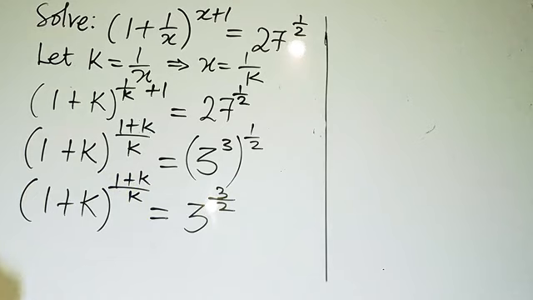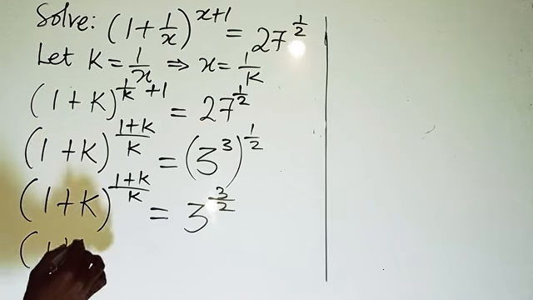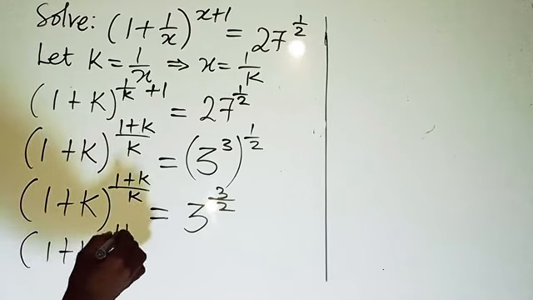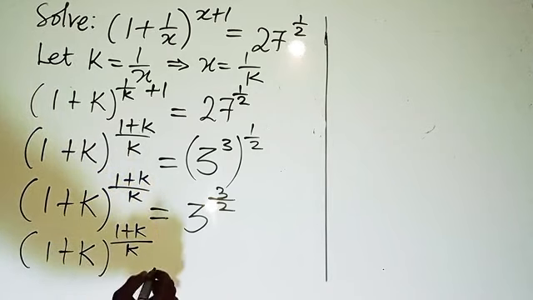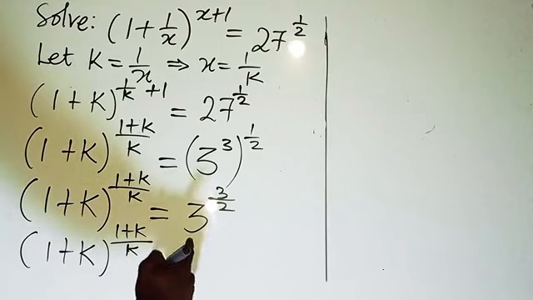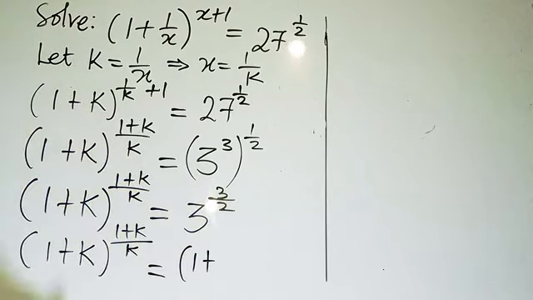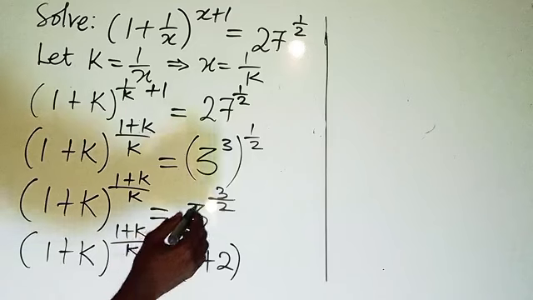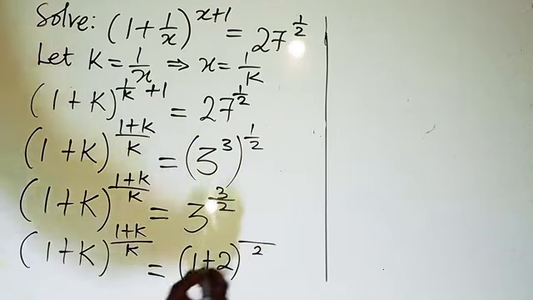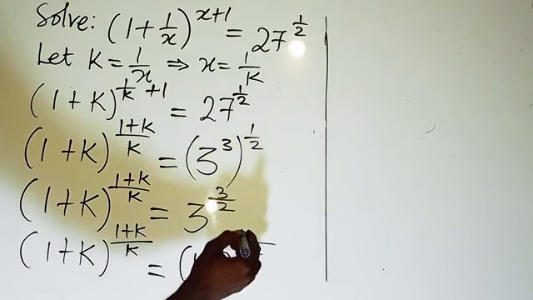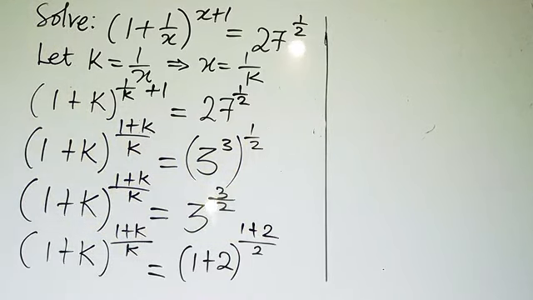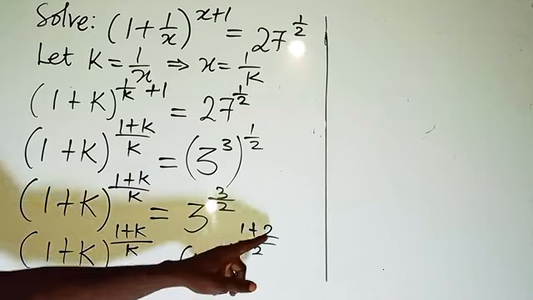Now what I want to do is write this in this form, and also I will do something to this 3 here. (1 plus k) over k equals, I can rewrite this 3 as (1 plus 2), divided by 2, and this 3 also can be split as 1 plus 2. So when you look at that, you can see that we have 1 plus k here, 1 plus 2 here.